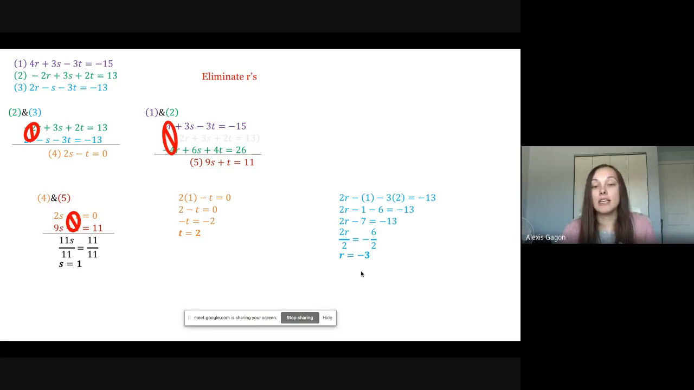Okay, and then the final thing here, you have to write this as an ordered pair, and it's always in alphabetical order. So if you're not sure of what order it is, just think of the alphabet. It's just alphabetical order. So RST, and it's usually the order that these come in. So that's going to be negative 3, 1, and then 2.